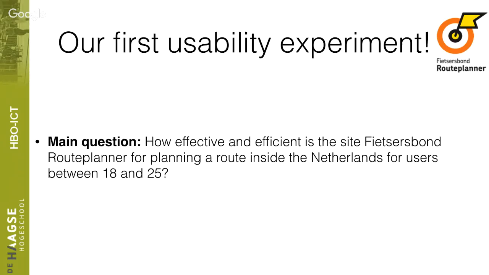So here we have defined the population, so the target group of our experiment, and here we have also defined what we are going to study, what we're going to experiment on, and here is the goal of the experiment. We are going to look at the effectiveness and the efficiency of this website.